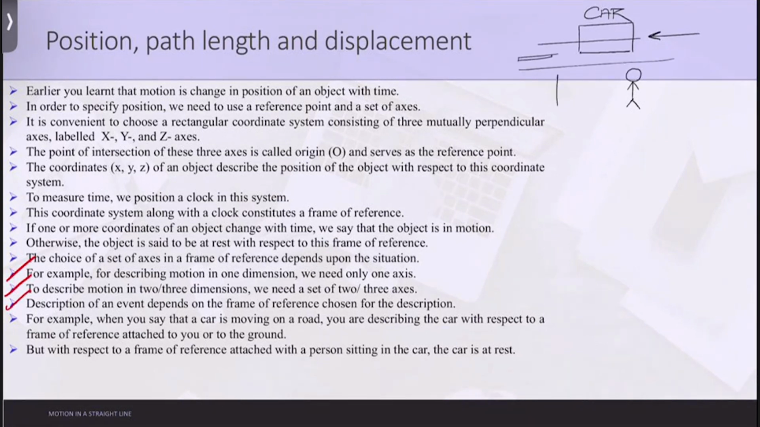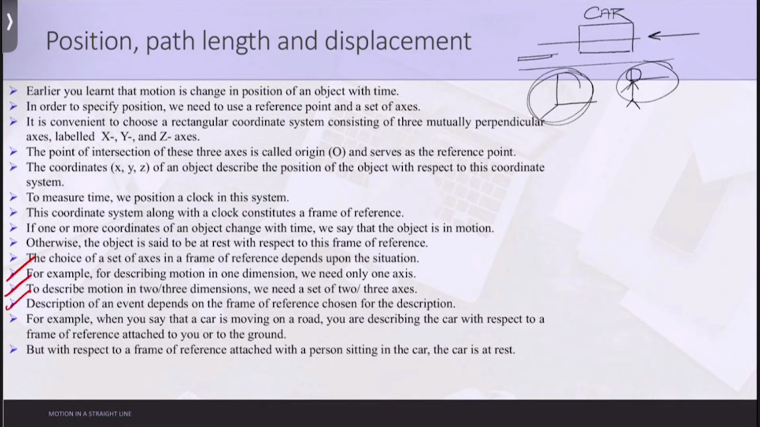So our frame of reference is either kept here or kept on us. That is basically the concept of frame of reference we explained here. If the frame of reference is kept here, then this is the example being explained. Everything we are saying about the car, let's say velocity or acceleration of the car, is being explained when we are keeping the frame of reference attached to you, either the person or the ground.